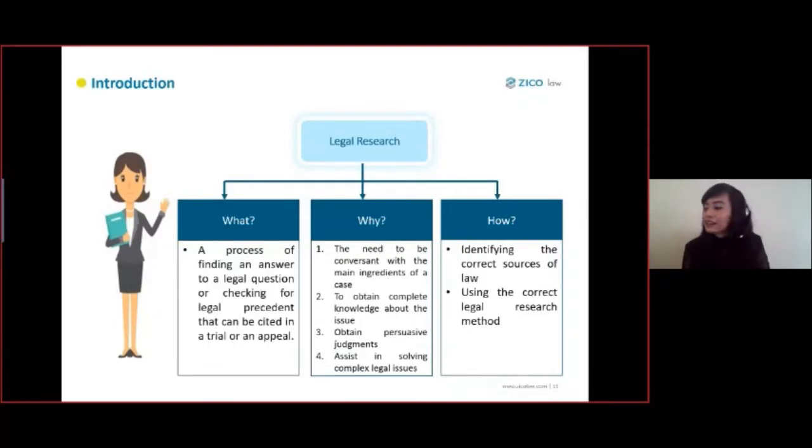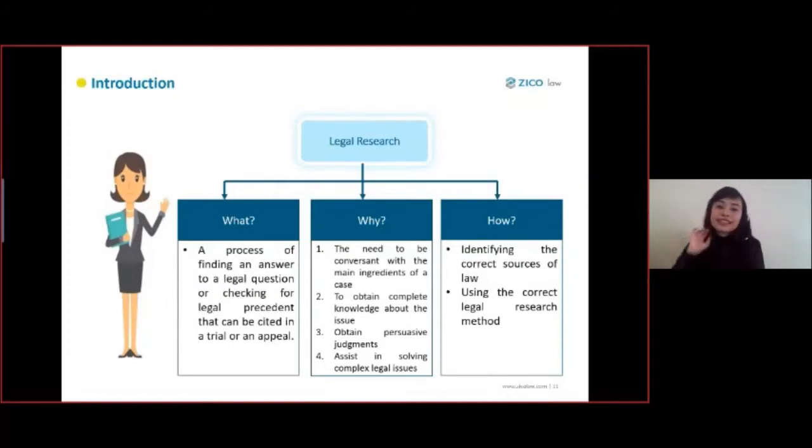And thirdly, it is also to obtain persuasive judgment. Now, we know that at least for appellate courts, based on the stare decisis rule, only judgment of the same rank of courts or higher courts is applicable. So it's really important that you search for this level of judgment and judgment that is in your favor. And that can only be done through legal research.